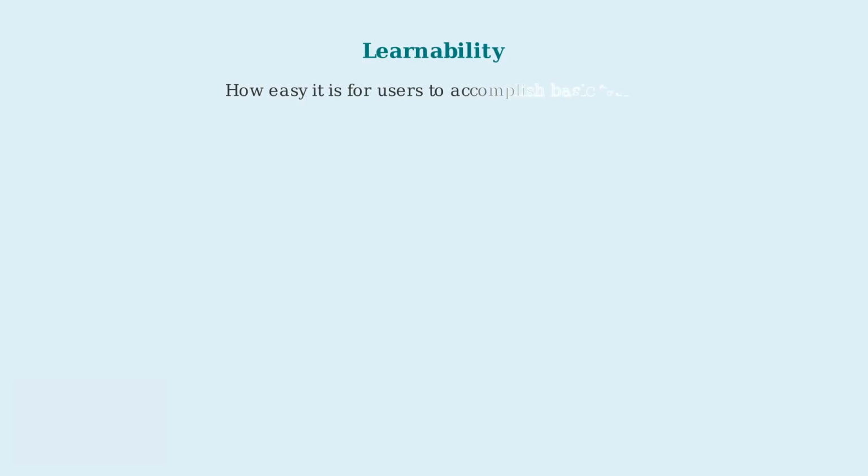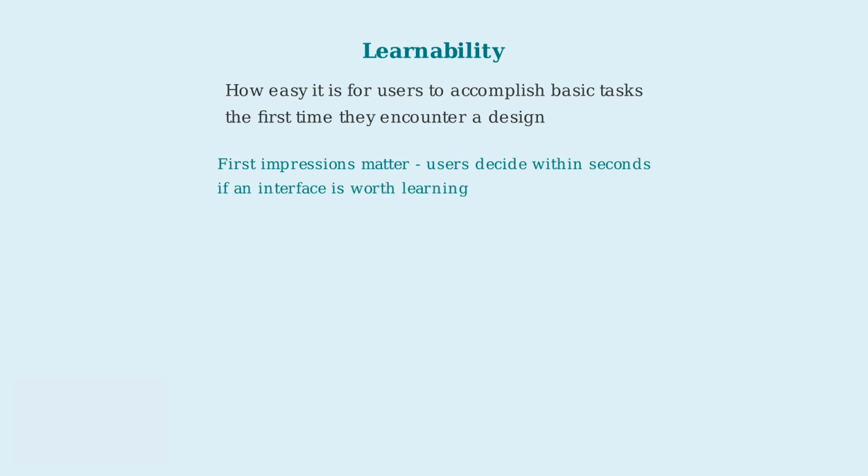Learnability is the first and most critical component of usability. It measures how easy it is for users to accomplish basic tasks the very first time they encounter a design. When users open an app or visit a website for the first time, they form immediate judgments about whether the interface is worth their time and effort to learn.